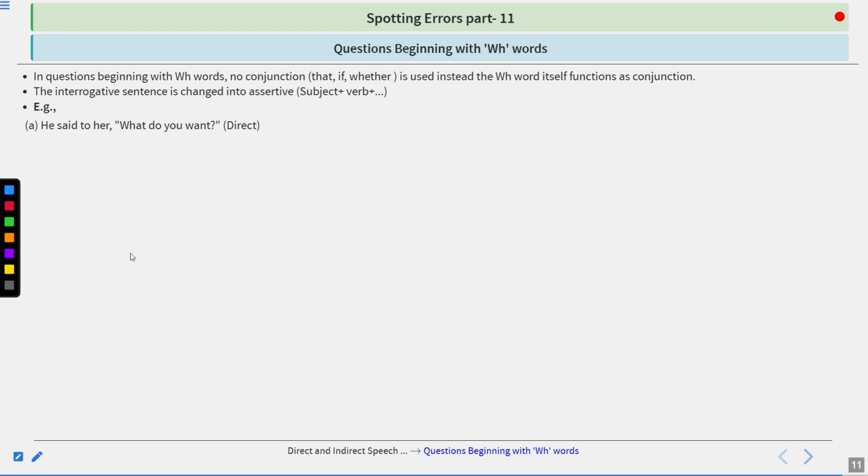Example, he said to her, what do you want? Which is a direct speech. So the change is, he asked her what she wanted. It is an indirect speech. As you can see, we haven't used any of these conjunctions like that, if, whether, but we have used the WH word itself as a conjunction. I hope you have understood.